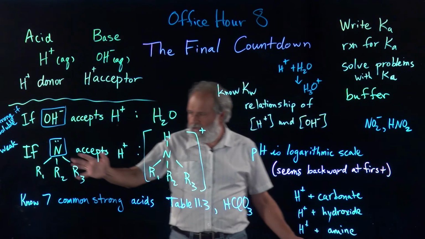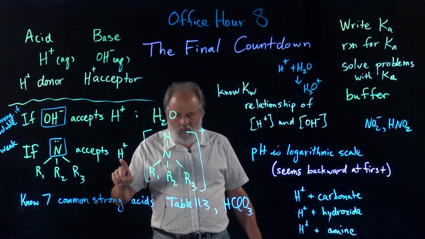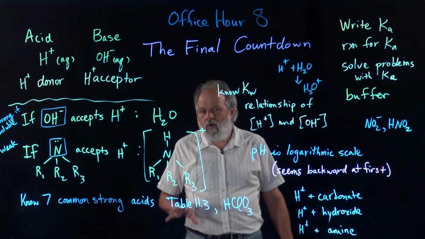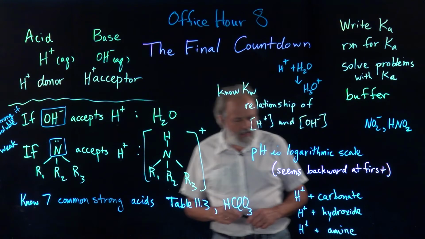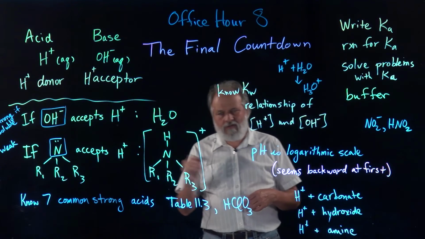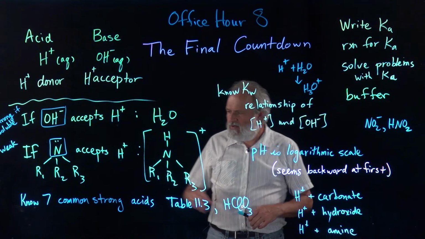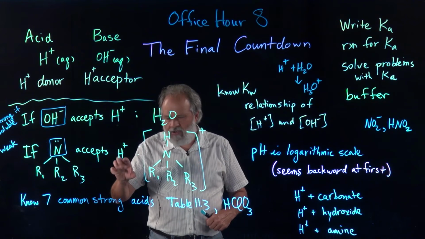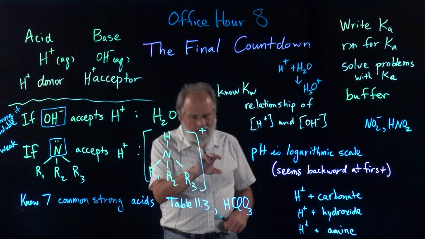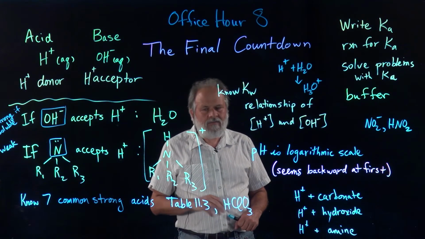An amine, like this, will react with 1 H plus to produce the quaternary ammonium cation, which of course is the cation part of a salt. And so if you use hydrochloric acid, you'd have chloride, and a chloride will go with this cation.